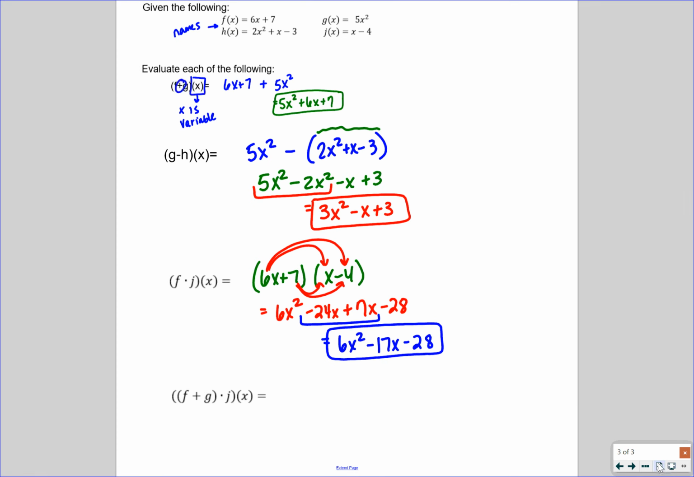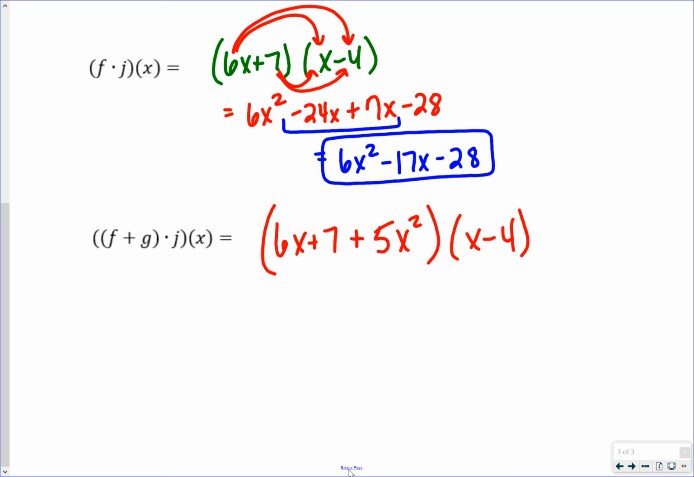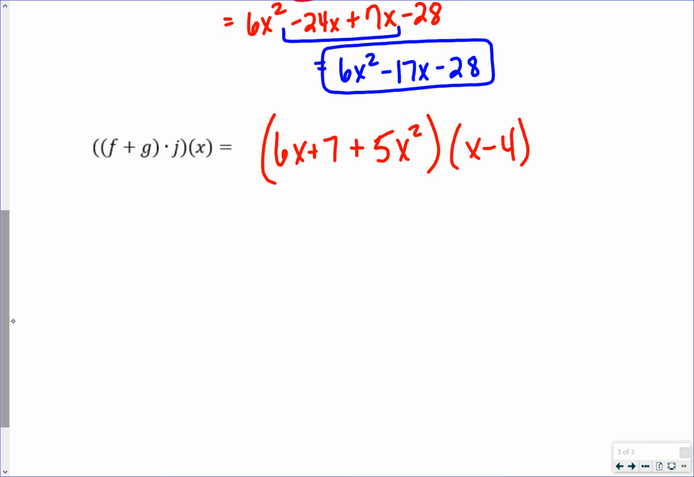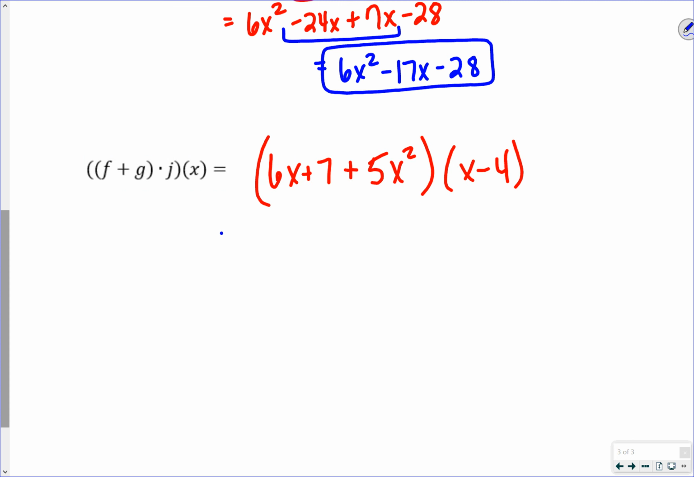And my last one, I'm going to make my screen big again so I can see everything. I'm doing f plus g. I'm doing that first. That's in parentheses. And then I'm going to multiply by j. So f is 6x plus 7. And I'm adding it to g. Oh, we already did this. That's okay. Adding it to g, that's 5x squared. And all of that I'm going to do first. And then I'm going to multiply by j, which is x minus 4. So essentially, I just have a multiplication problem. I just so happen to pick one that has nothing that combines. So great. If anything, you would combine first.